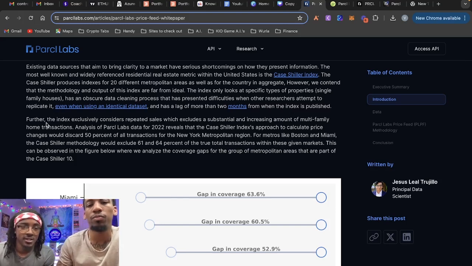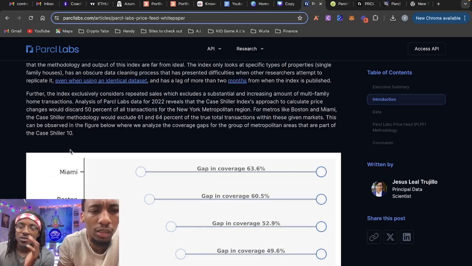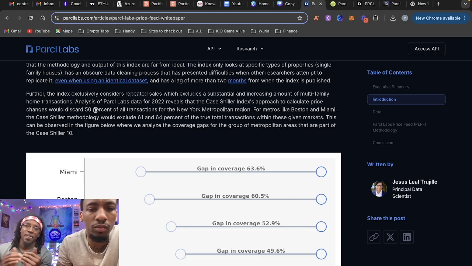Literally all real estate data is a lag, by the way. Further, the index exclusively considers repeated sales, which excludes a substantial and increasing amount of multifamily home transactions. So I think that's an interesting approach because there are some times where multifamily and single family could be bifurcated, although they're both residential. Like I think we're in an oversupplied multifamily state right now.